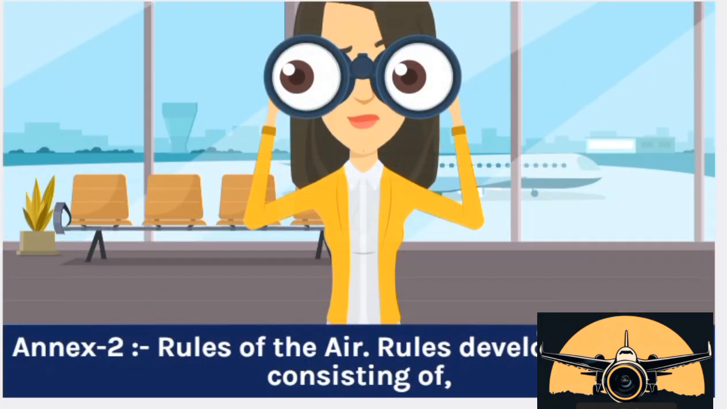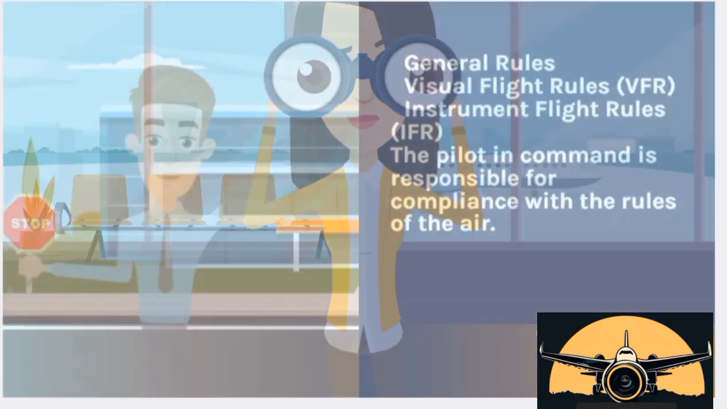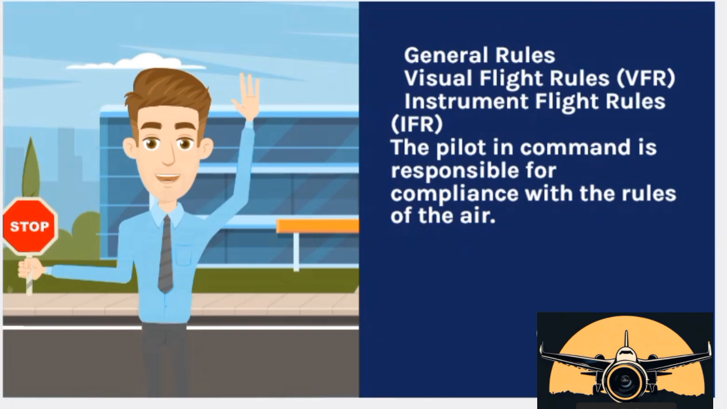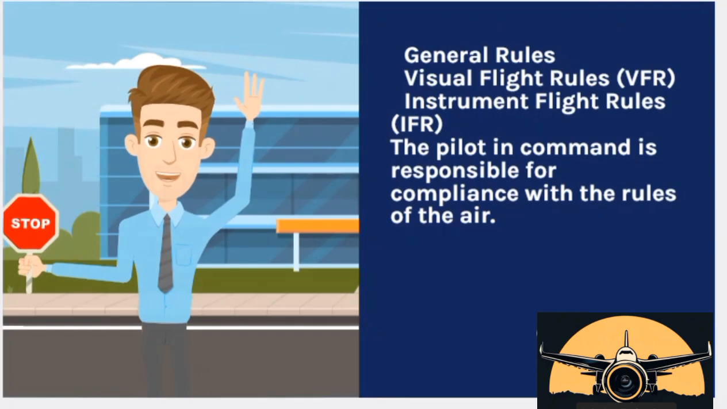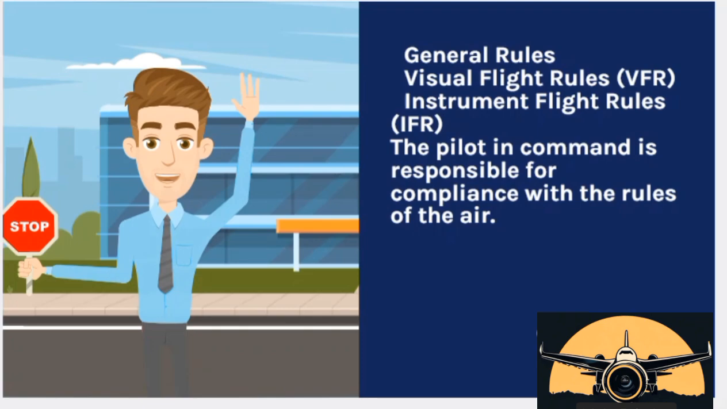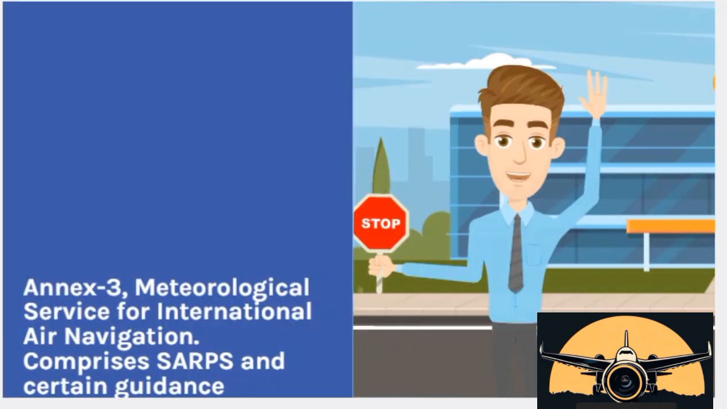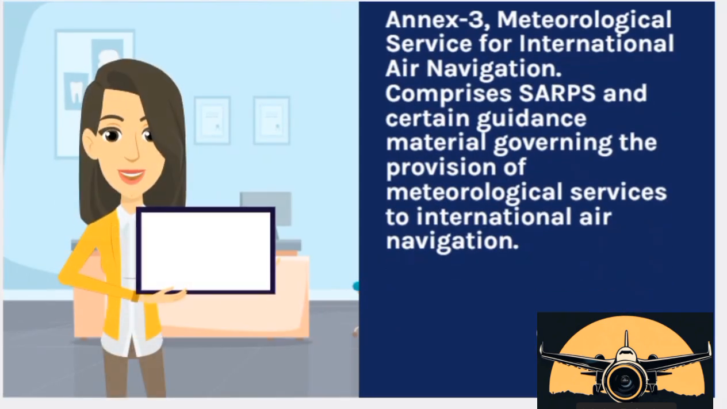Annex 2. Rules of the Air. Rules developed by ICAO consisting of General Rules, Visual Flight Rules, VFR, and Instrument Flight Rules, IFR. The pilot in command is responsible for compliance with the rules of the air. Annex 3. Meteorological Service for International Air Navigation. Comprises SARPS and certain guidance material governing the provision of meteorological services to international air navigation.